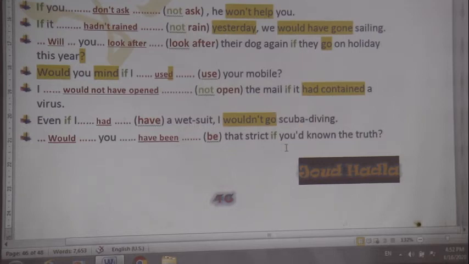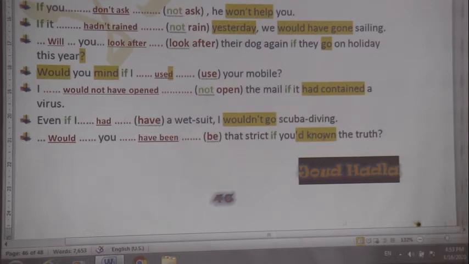Now the last example here, you'd, okay? You'd known, and it is the contraction form of what? Of had. It is the contraction form of had. We can't say it's the contraction form of would. Why? Because in the if part we don't use will or would. So it's a contraction form of had.